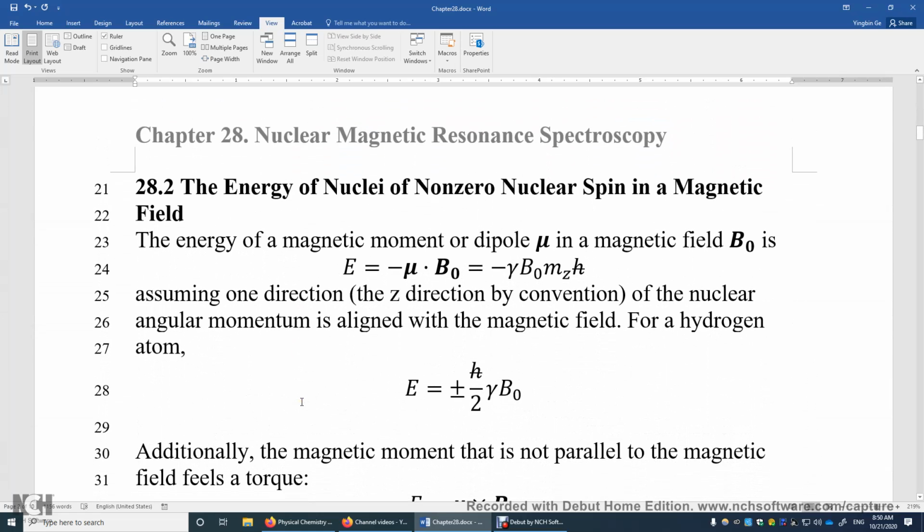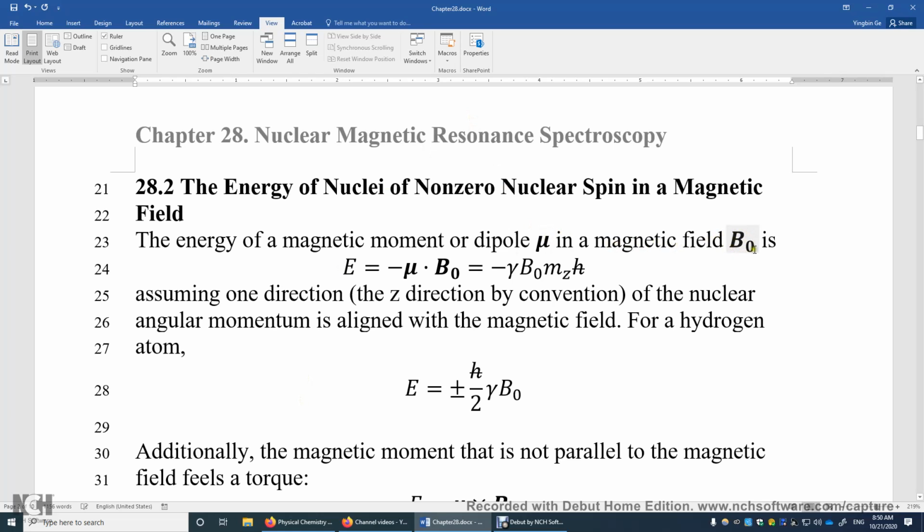Section 2, 28.2. The energy of nuclei of non-zero nuclear spin in a magnetic field. If you have carbon-12 or oxygen-16, they have zero nuclear spin, so you cannot collect the NMR spectrum for carbon-12 or oxygen-16. The energy of a magnetic moment or dipole mu in a magnetic field B0.